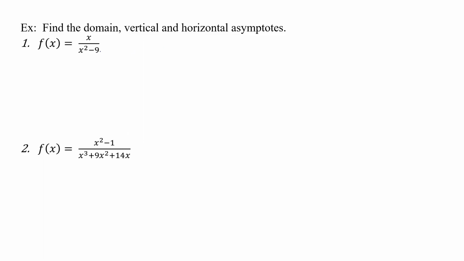All right, well, what we need to do first is factor. And so that makes this x over (x plus 3)(x minus 3), okay? And our domain is going to be all real numbers except for what makes this equal to 0. So x plus 3 equals 0, x minus 3 equals 0, x equals negative 3, and x equals 3. So the domain is all real numbers except x equals negative 3 and x equals 3.